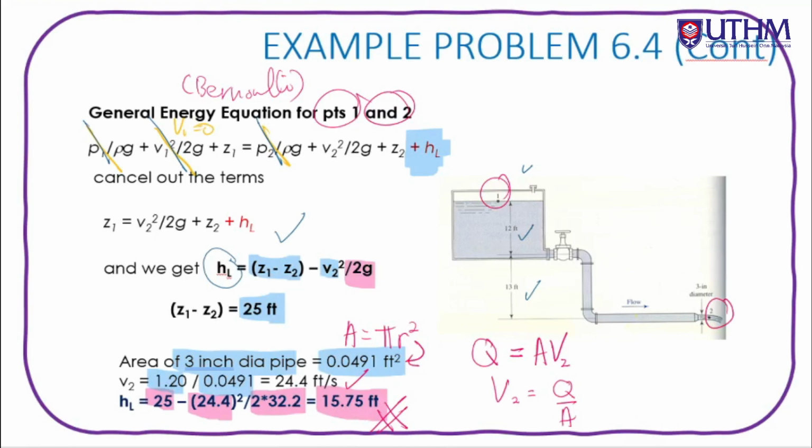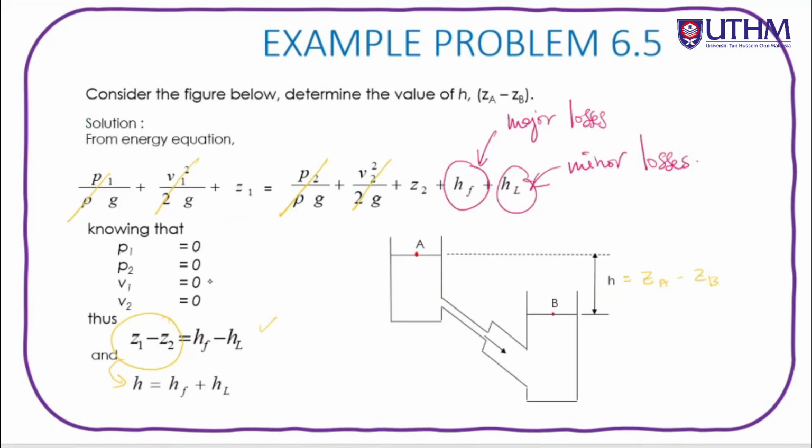Okay, right. Now we move on with another example. Consider the figure below, determine the value of H, which means ZA minus ZB. How do we get this value? Given this figure, what do we do?